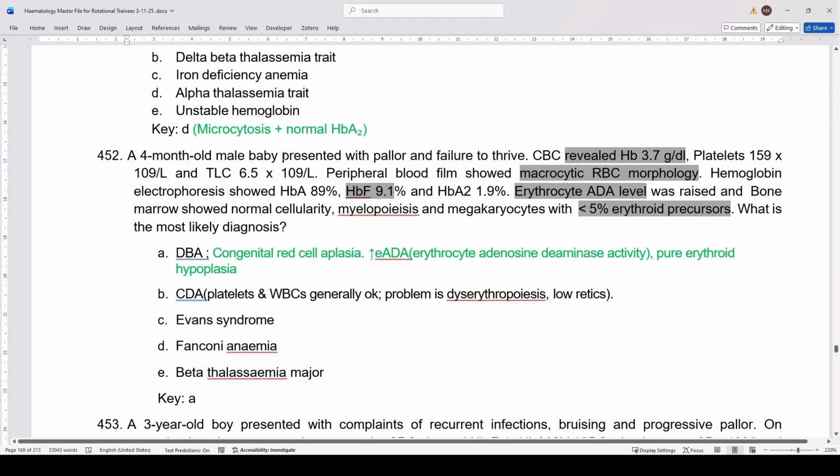A 4-month-old male baby presented with pallor and failure to thrive. CBC revealed hemoglobin of 3.7. So it is too low.